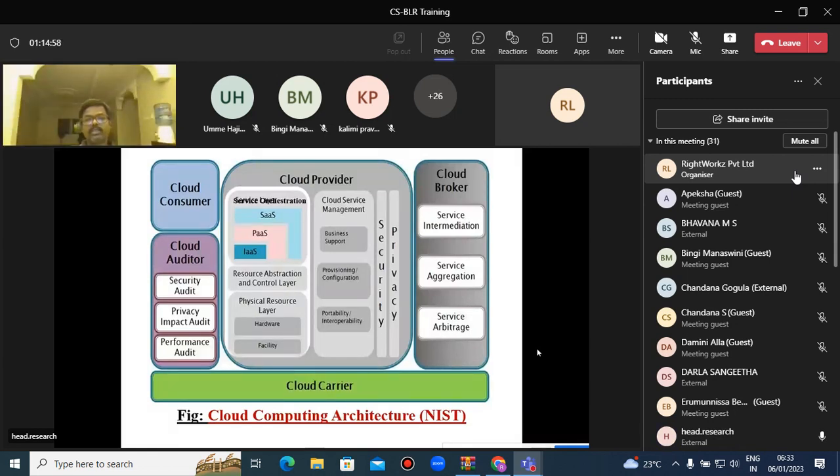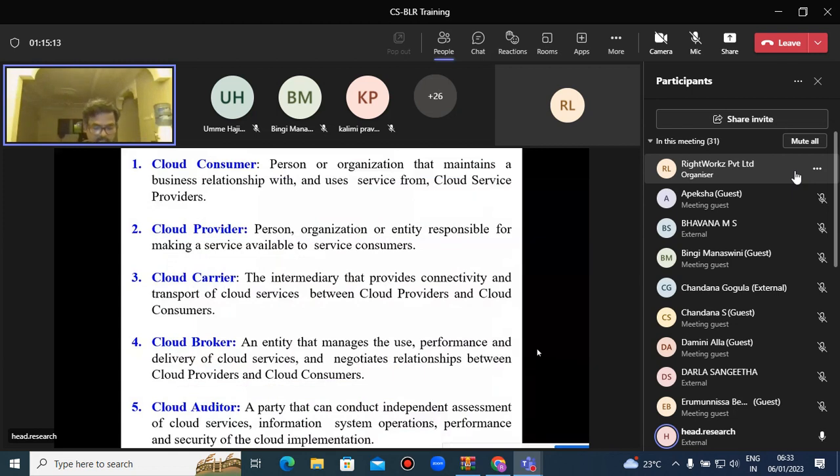cloud carrier, cloud broker. These are the various components of cloud computing. Cloud consumer means a person or organization that maintains a business relationship with, and uses service from, cloud service providers. Cloud provider like Amazon, Salesforce.com, etc.